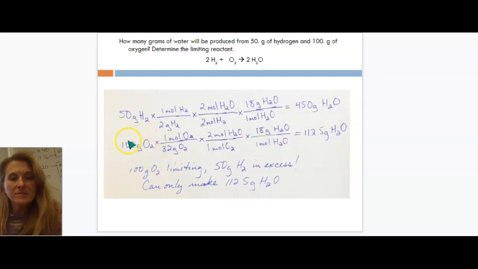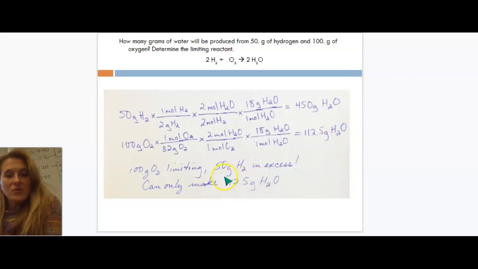Whereas if we have 100 grams of oxygen following the same process, the only difference is the molar mass of oxygen and the ratio of how many moles of oxygen are needed to produce the moles of product. And we find there that we have 112.5 grams of water, which, by the way, if we go by sig figs, we see there that we only have 3 sig figs, and so that should be 113 grams of water, right? And so oxygen is limiting, hydrogen is in excess, and we can only make about 113 grams of water, or 112.5.